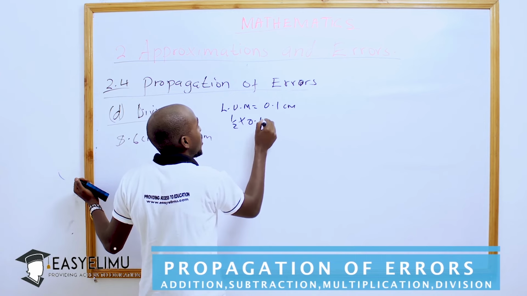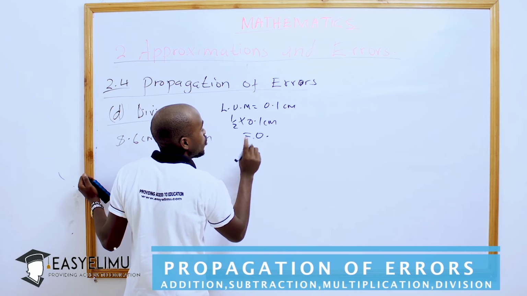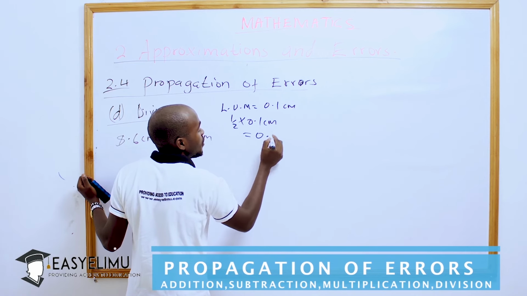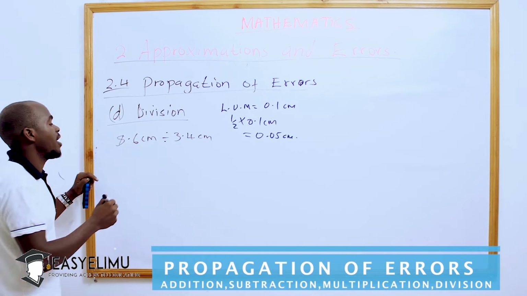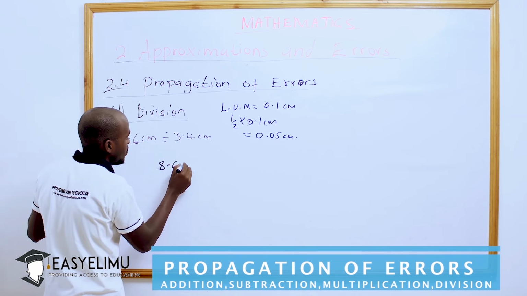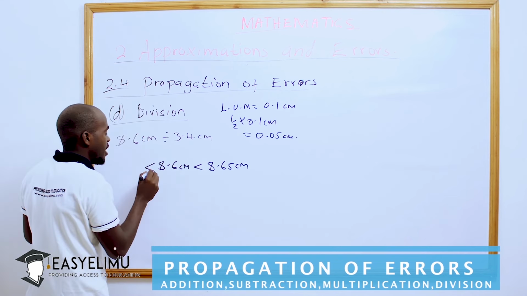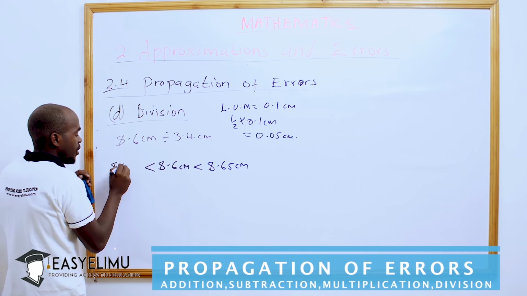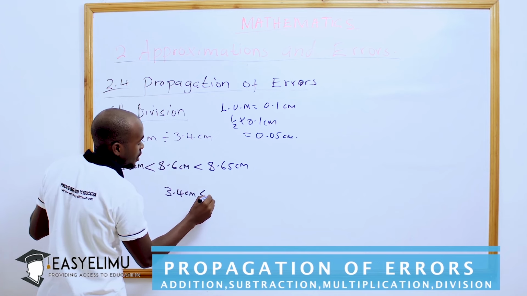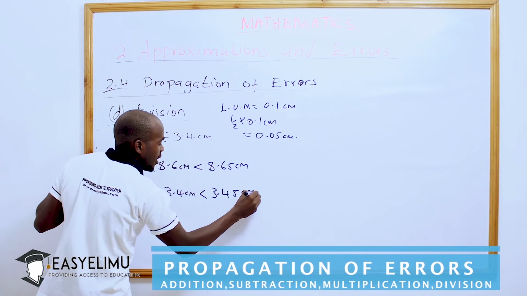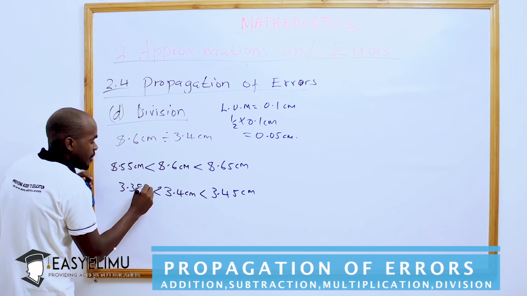For example, we shall multiply by 0.1 centimeter, and we shall find the absolute value here is going to be 0.05 centimeter. So our values here lie within the limit of 8.65 centimeter and the limit of 8.55 centimeter. And the other one, which is 3.4 centimeter, lies within 3.45 centimeter and also within an interval of a minimum of 3.35 centimeter.